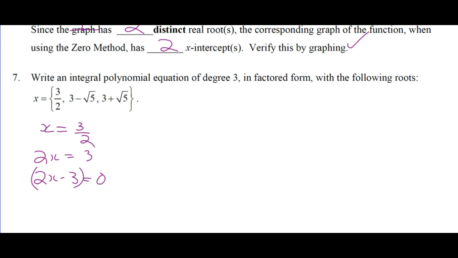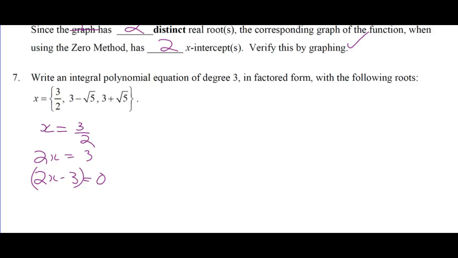Okay, so x equals 3 halves is the root. The factor is 2x minus 3. And it's integral, so it's got integers. So I don't write x minus 3 halves equals 0. That's not integral, but 2x minus 3 is integral.